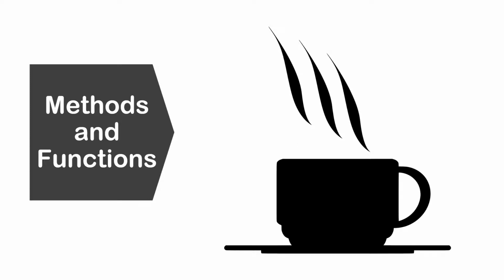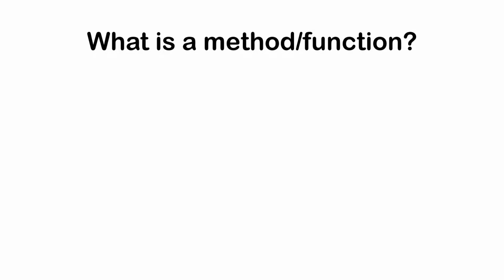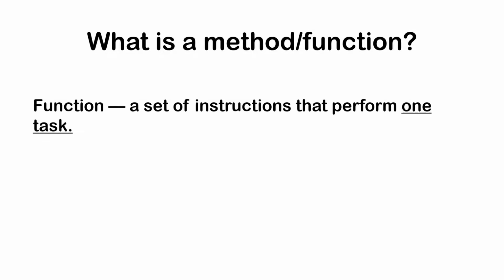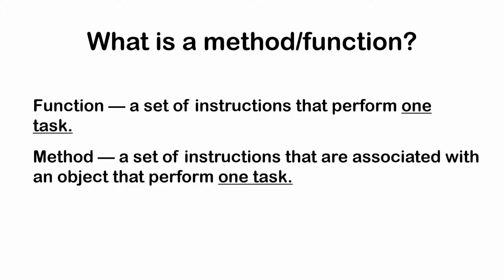Welcome to this lesson on methods and functions. So what is a method or a function? A function is a set of instructions that performs one and only one task. A method is a set of instructions that are associated with an object that performs one and only one task.